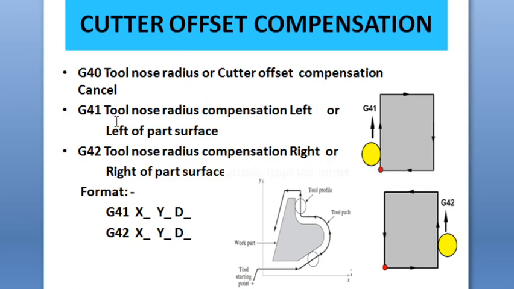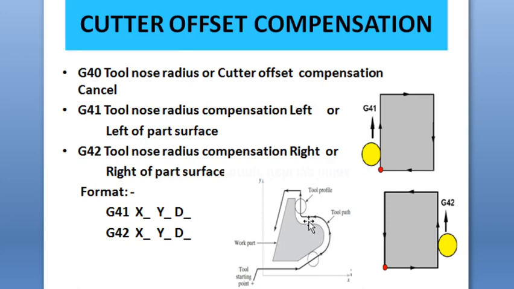G41 means the tool is moved left of the arc surface. It's tool nose radius compensation in the leftward direction. G42 is for right of the arc surface. The diagram indicates the cutter can be moved from the left of the arc surface. That is the G41 code. The cutter compensation here relates to the work profile.